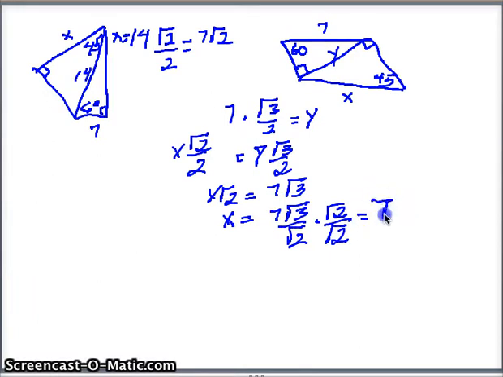And therefore that is going to equal what? We got 7. Now the square root of 3 times the square root of 2 is going to be the square root of 6. So that means the square root of 6 all over the square root of 2 times the square root of 2, which is the square root of 4. The square root of 4 is 2. So that should be our answer there.